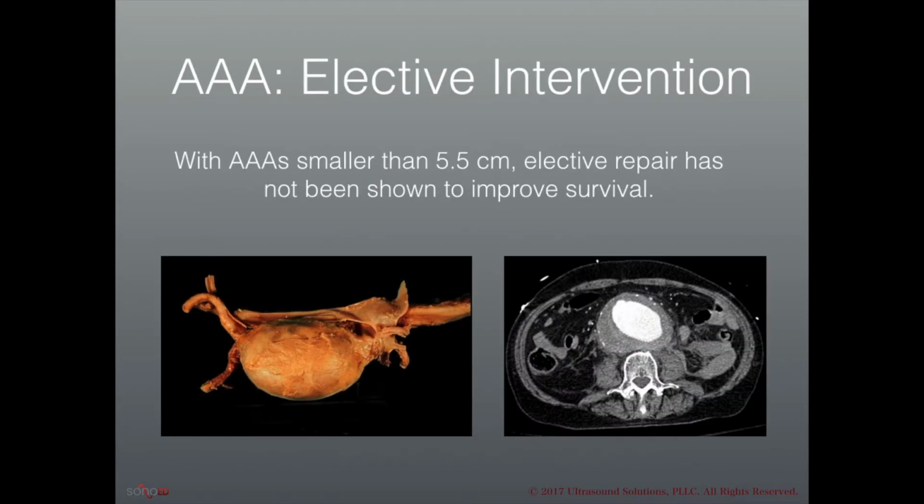Now, if we find an asymptomatic AAA, when will it need to be electively intervened on? Well, in general, the cutoff for a AAA that is asymptomatic and not affecting an end organ is 5.5 centimeters, and that's simply a risk-benefit analysis of intervention versus watchful waiting.